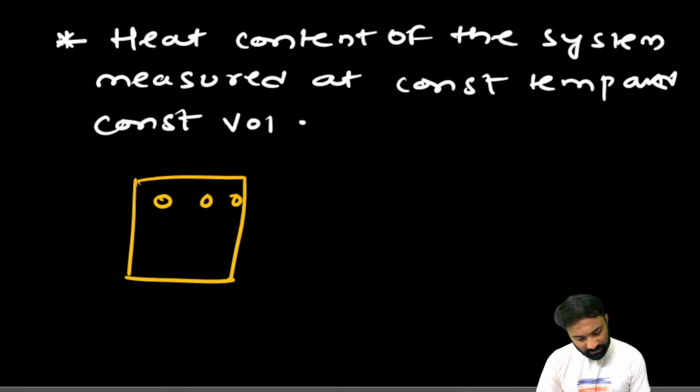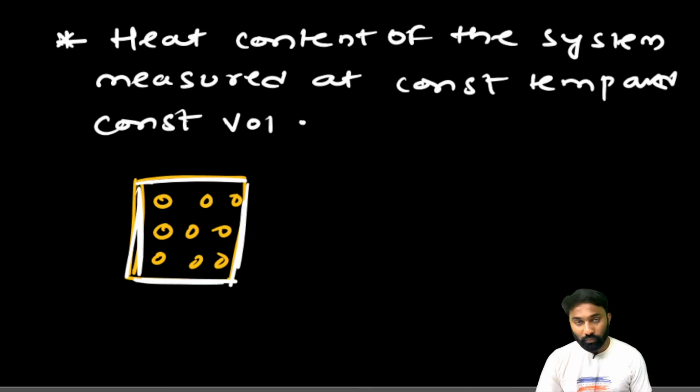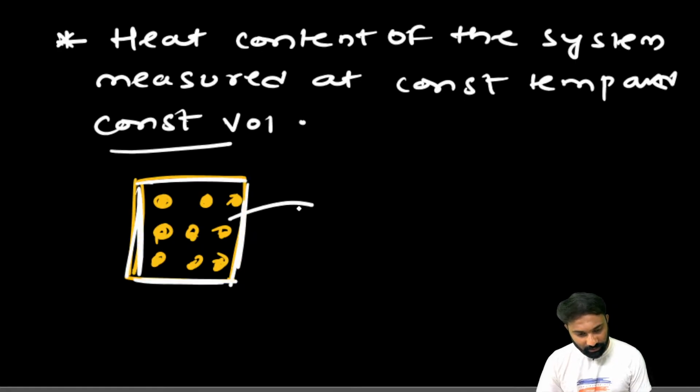Clear? Now in this system the wall is fixed, right? Only one thing you have to remember: if the wall is rigid, the volume is fixed. If the volume is fixed, whatever heat exchange is happening in the system is measured at constant volume, whatever heat is exchanged from the system to the surroundings. Clear?